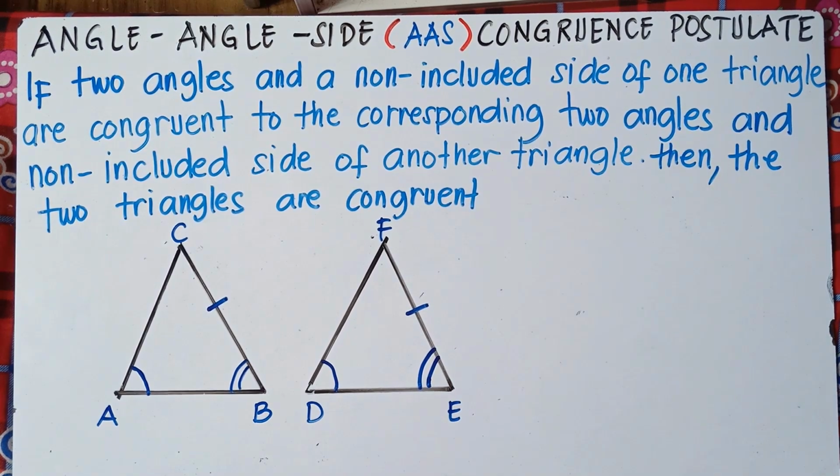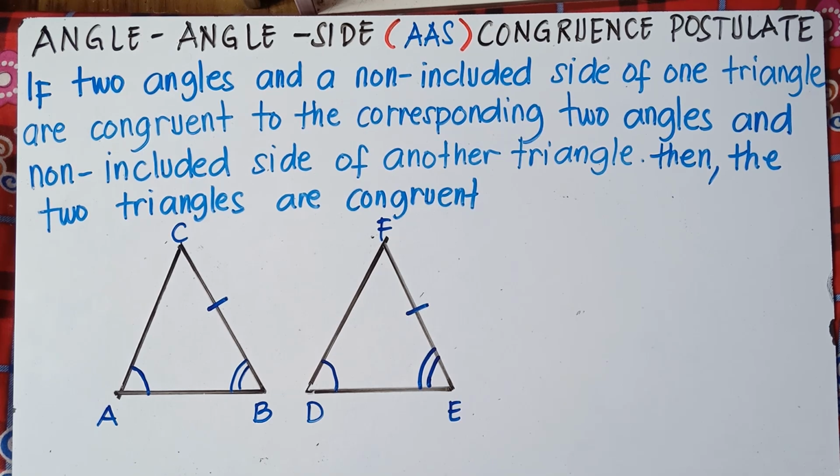Let's do the topic. According to the theorem, if two angles and a non-included side of one triangle are congruent to the corresponding two angles and the non-included side of another triangle, then the two triangles are congruent. So let me explain that to you.